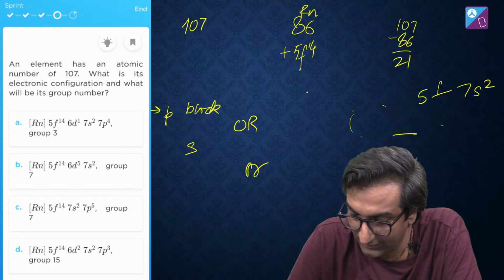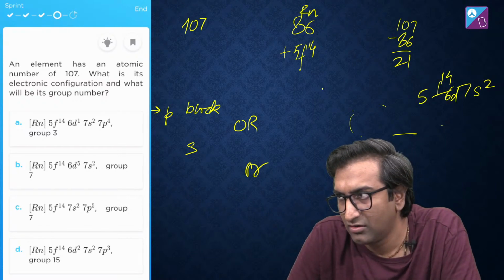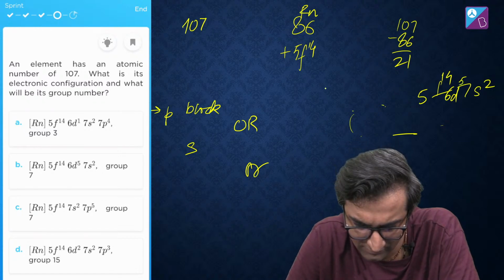So 5F gets filled first, then 6D gets filled. Okay, 14, and you already filled it. 14, 15, 16. So 5, what about 65? Is that even a thing?